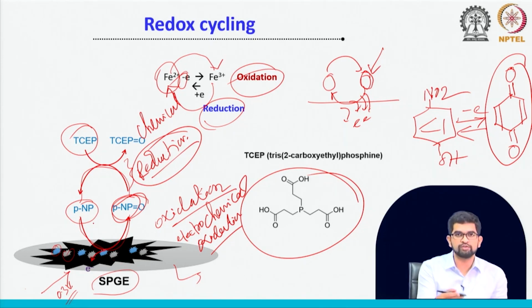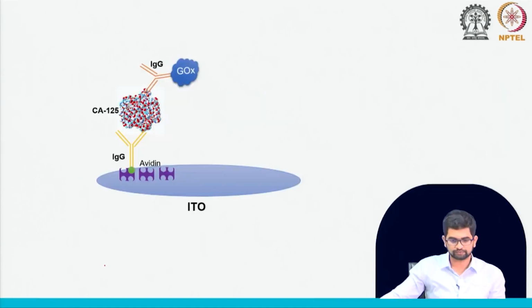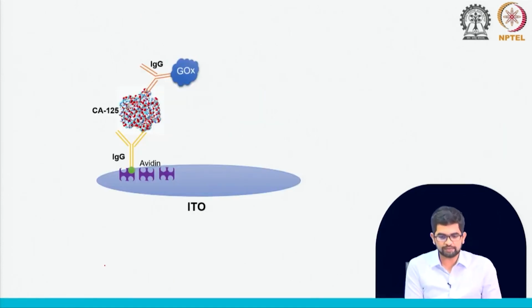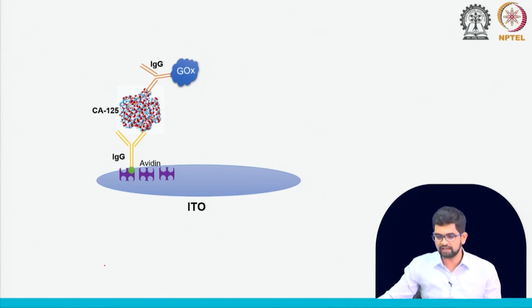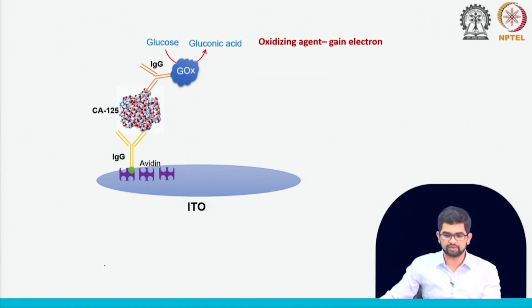I will show you some basic examples of how we can use this for biosensor development. This is a very basic sandwich biosensor that I taught you last class. I just want to show it to you again. Glucose reacts with glucose oxidase to form gluconic acid, so it is a kind of oxidizing agent.